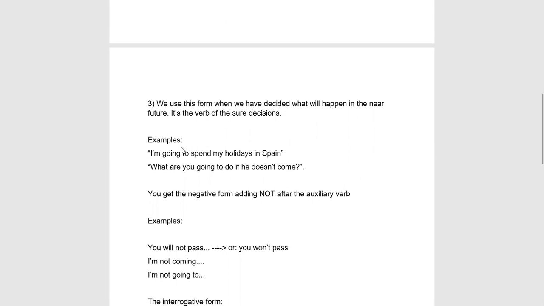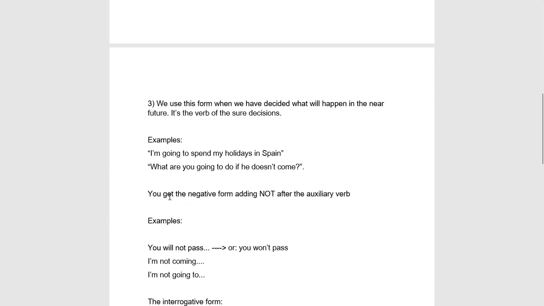Let's see the examples. I'm going to spend my holidays in Spain. I'm sure that next month I want to, so I'm going to buy, or I've already bought the tickets to go to Spain, so I'm sure. So I'm going to spend my holidays in Spain. Or a question: what are you going to do if he doesn't come? Have you decided, have you planned what to do if a situation is not going as you thought?